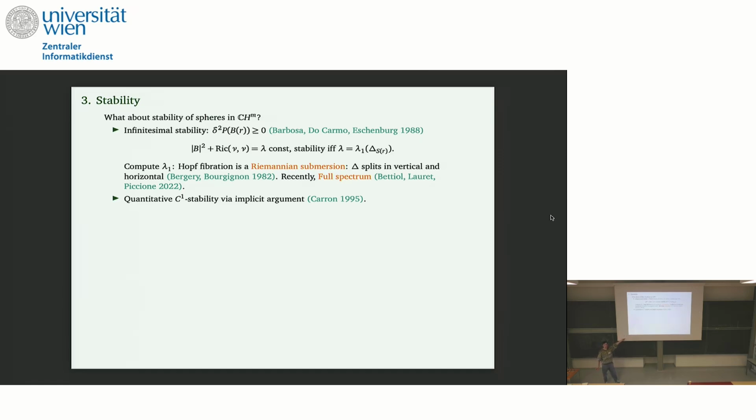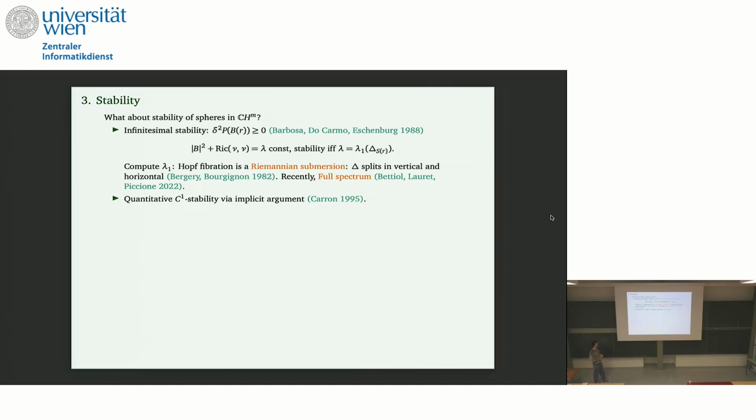And this is the case for spheres in the complex hyperbolic space, and so everything boils down to computing the first eigenvalue over the spheres. In technical terminology, those are Berger spheres, so fibrated spheres. And that's what they did. Also, let me mention that recently the full spectrum was computed using abstract tools of Lie group theory by Bettiol, Lauret, and Piccione.